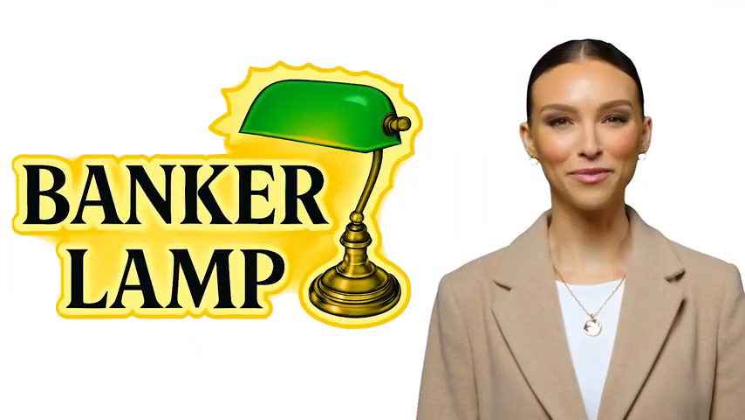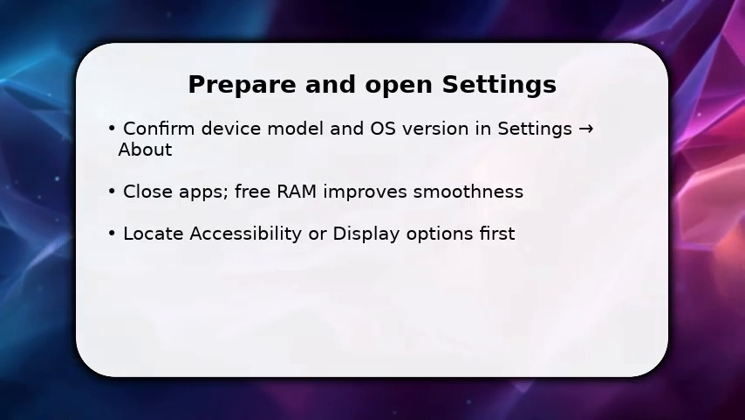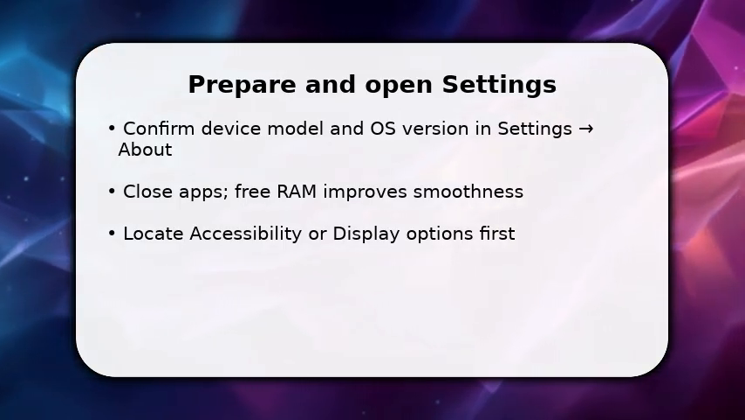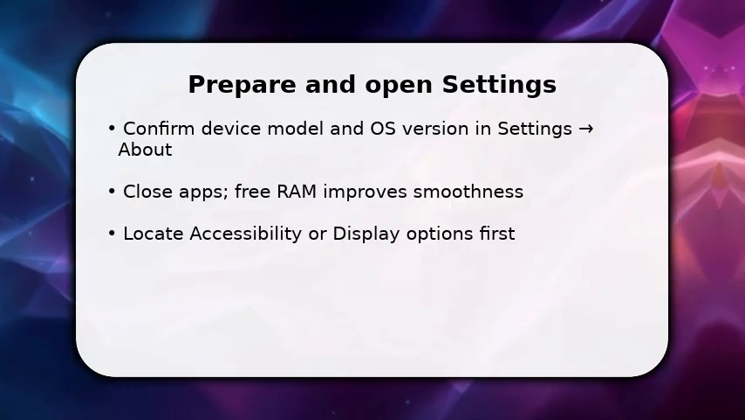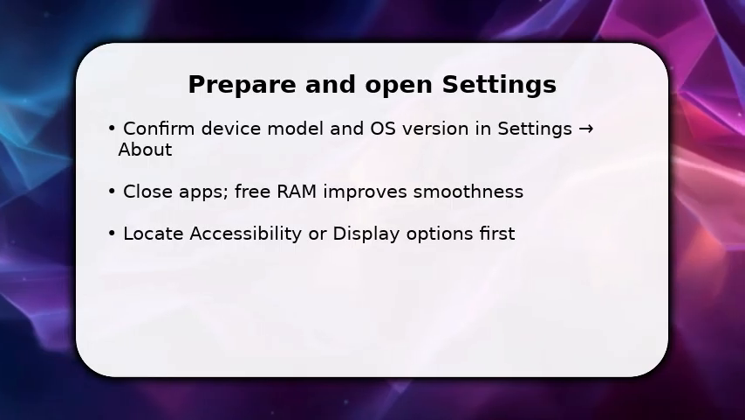Please enjoy the video. You start by confirming your device and OS so you pick the right menu. This avoids guesses that waste time. Open Settings, then navigate directly to Accessibility or Display, depending on your phone.